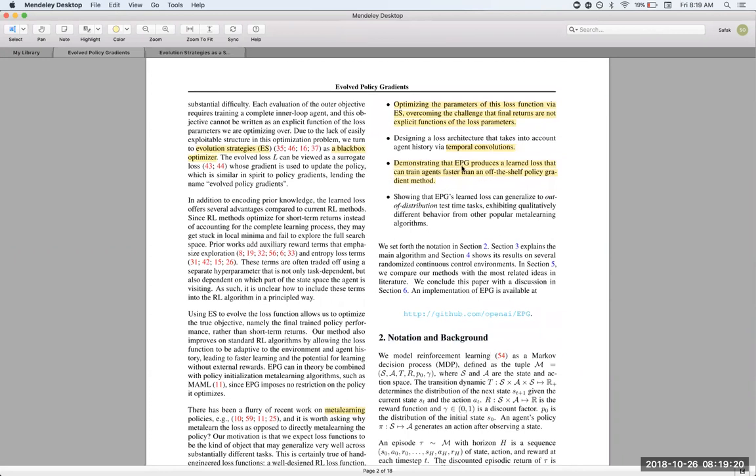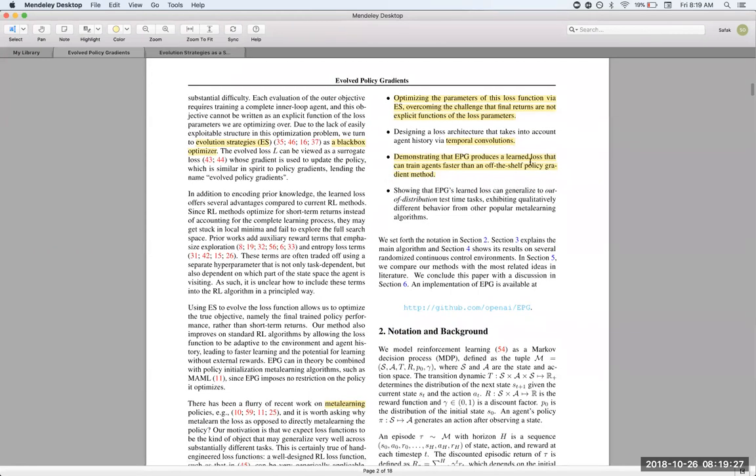So evolved policy gradients produces a learned loss function that can train agents faster than off-the-shelf policy gradient methods. This is one of the promises of the paper.